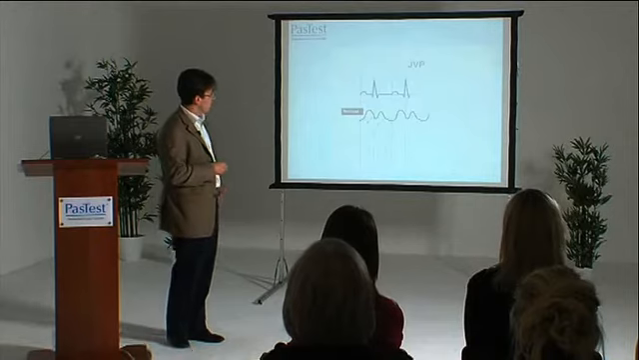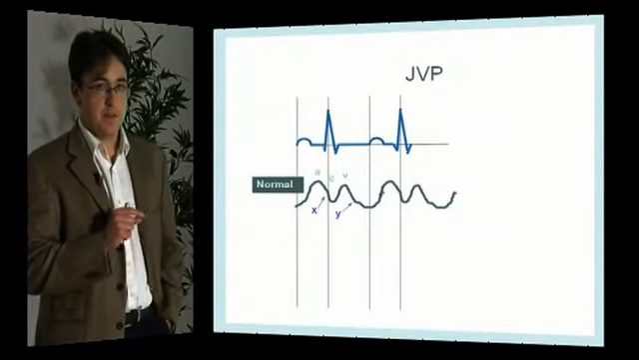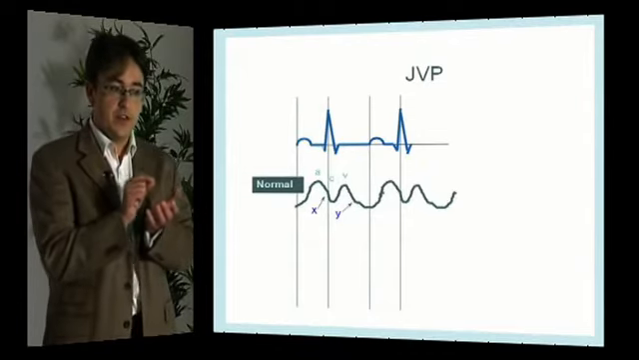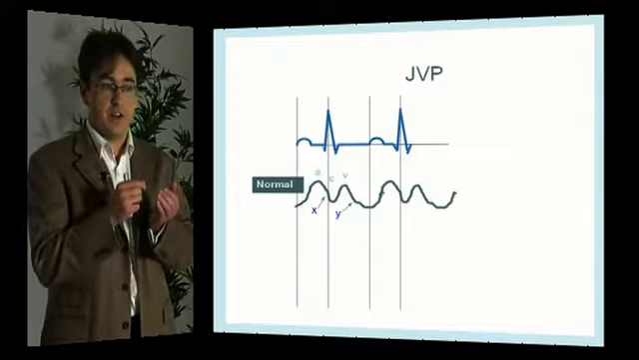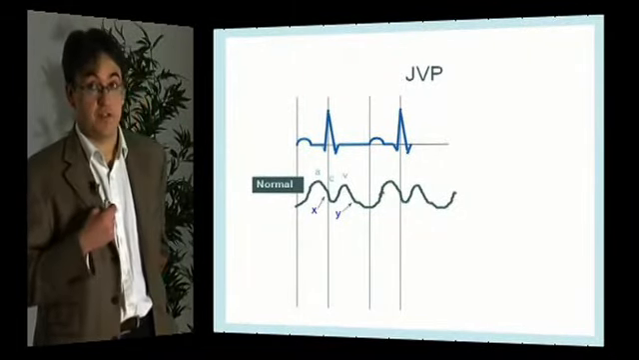Some of you may also have noticed a C wave, and that occurs in the middle of the X descent. This occurs when the right ventricle is contracting, and when the right ventricle contracts, of course the tricuspid valve is closed, but the tricuspid valve is a very weak structure, and when the right ventricle contracts, it causes the tricuspid valve to bow up very, very slightly, decreasing the volume in the right atrium, and as a result, a very small amount of blood is displaced upwards, and we see that as a slight deviation in the X descent of the jugular venous pressure waveform.